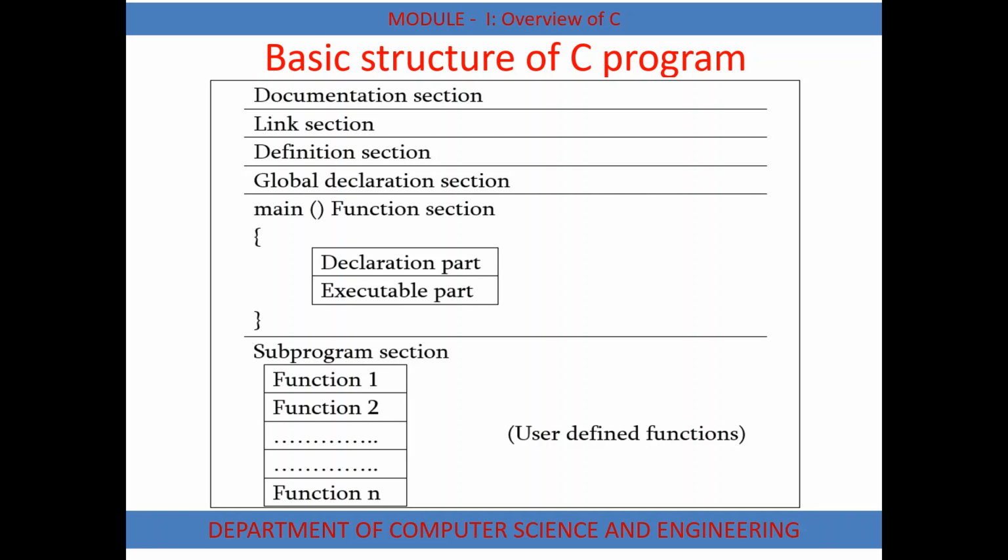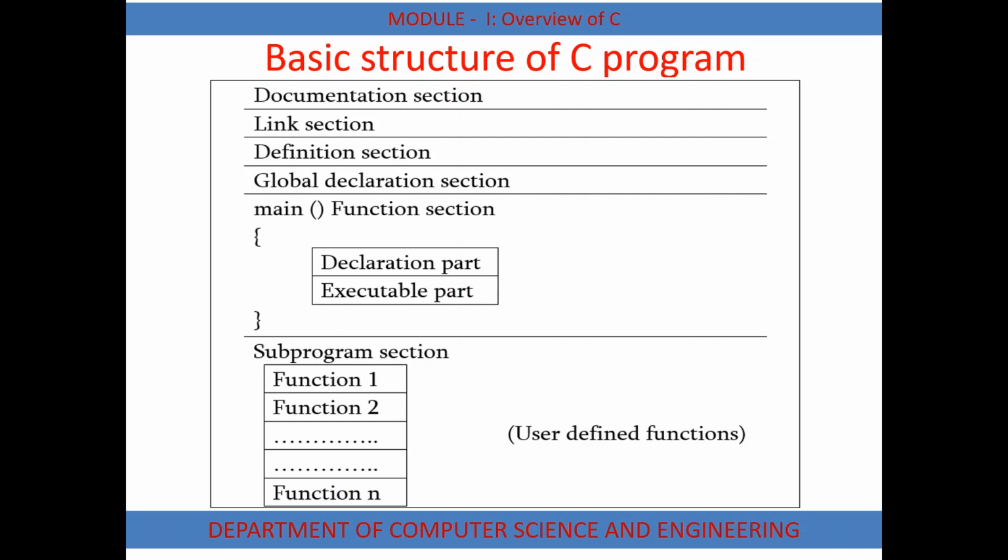So next is the main function. After including the header files, we'll start writing the main function. The main program header, that is main, tells the compiler that we are starting to work on the main function. Every program must have a main function because the execution starts from the main function. Next, within the main function, there are the declaration part and the executable part, that is, defining the variables and writing the statements, which should end with a semicolon.